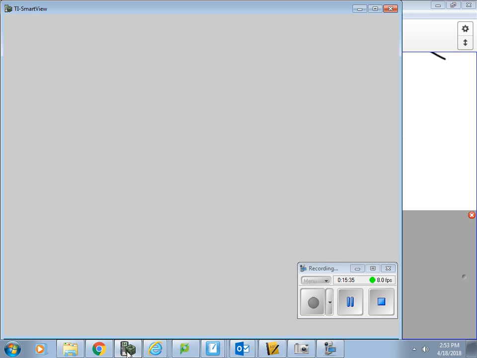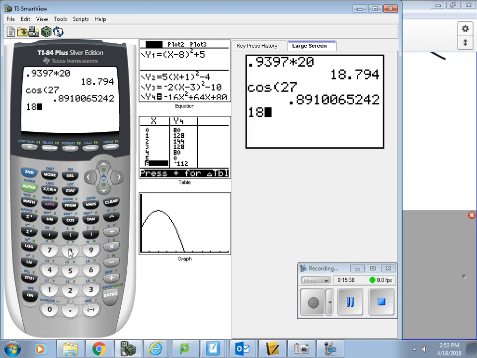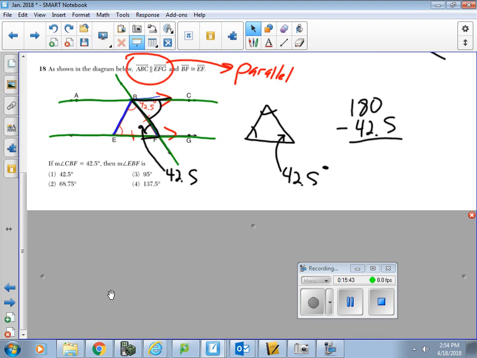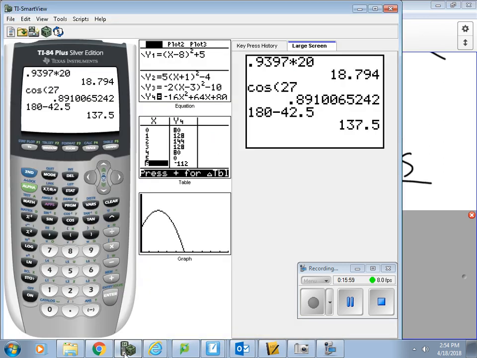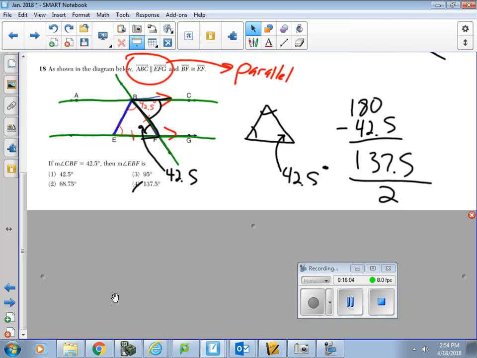Right, so let's go ahead, get your calculator, and 180 minus 42.5. So that means the other two angles have 137.5 degrees. Now, we only need one of them though. We don't need both of them, so don't put number 4. So what you now need to do is divide that by 2. So I'm going to divide that by 2, and you get 68.75. So this is equal to 68.75. All right?